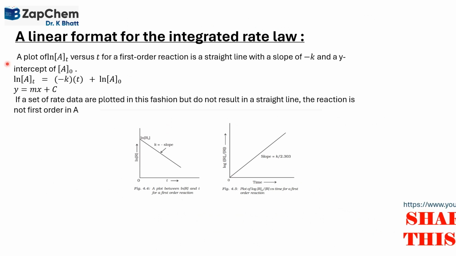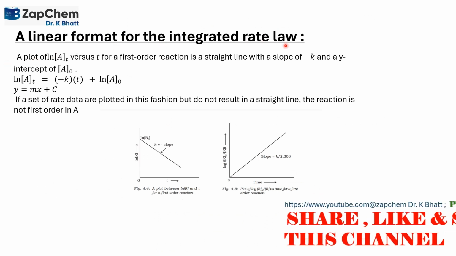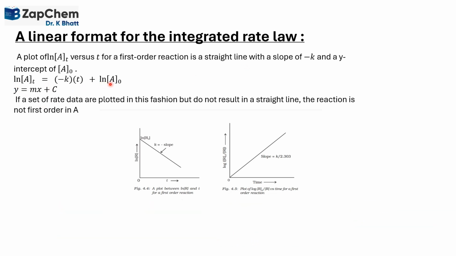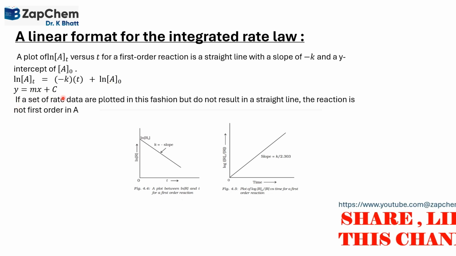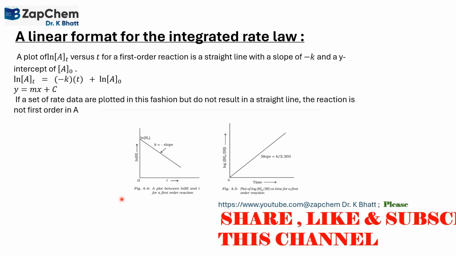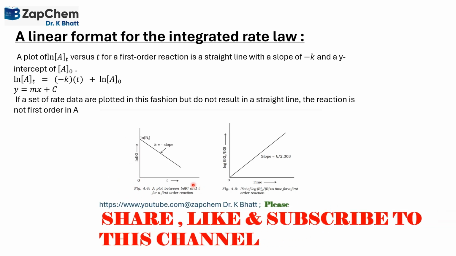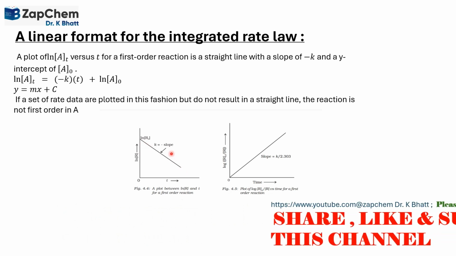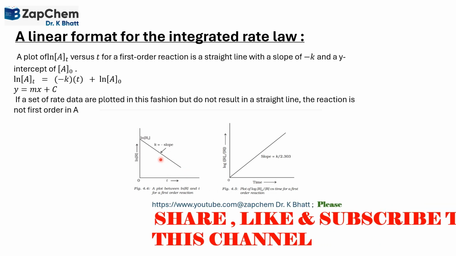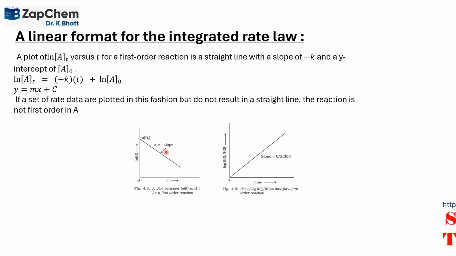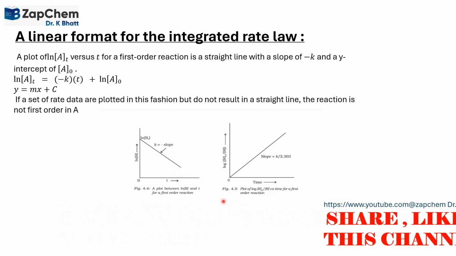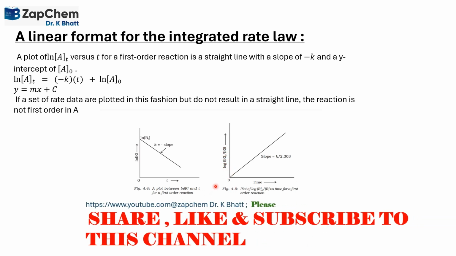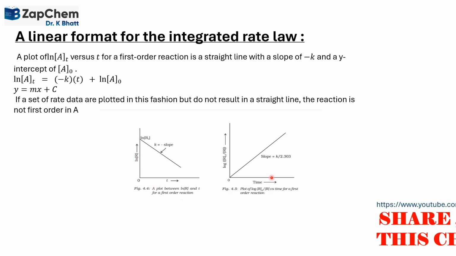Now again, there is a linear format for the integrated rate law. As we have derived earlier, we have learned an expression like this, which is similar to y is equal to mx plus c. When you plot the rate data in this way, we get a straight line having a particular slope, and this represents a first order reaction. And if you plot the ratio of the concentration terms against time, it passes through zero. Both the diagrams represent first order.